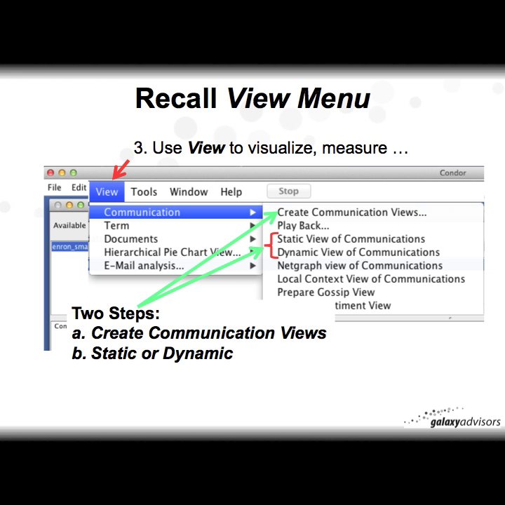Again, recall the View menu. There are really 2 steps here. You need to use View Communication, Create Communication View first, and then the second step is to view communication and choose static or dynamic. Because you have email with timestamps, I suggest you use the dynamic view.